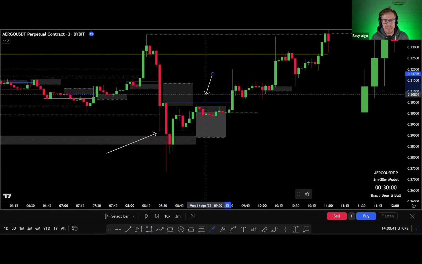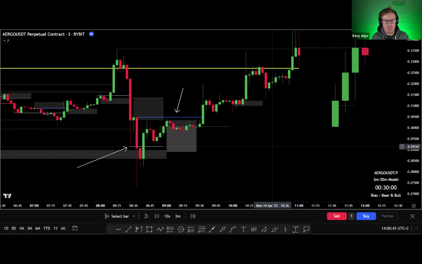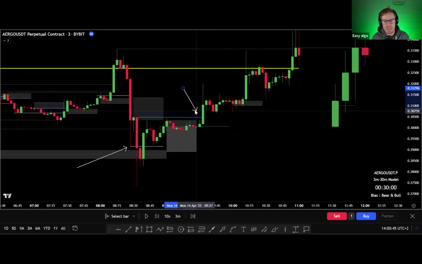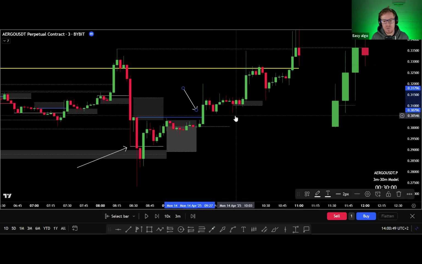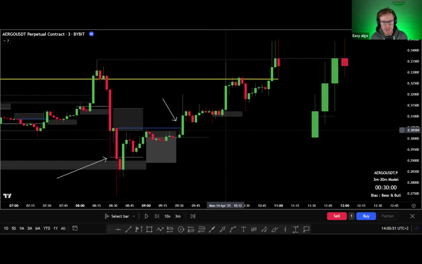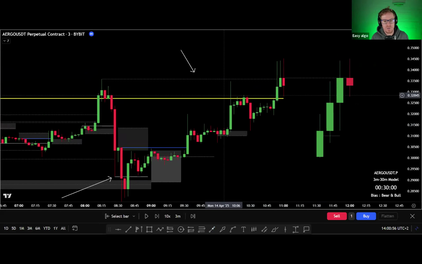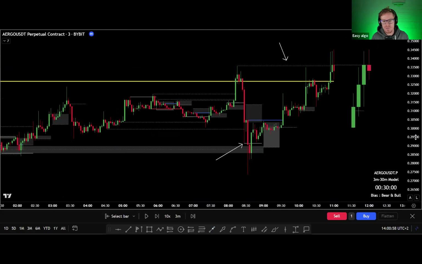You can see CISD was produced over there. So all we'd wait to see is for the CISD to get broken over here. Price breaks CISD. We can enter on the break or the retracement. There was not much retracement, and then price came up and it tapped into our target, which was over here. So that was a very easy one to find.